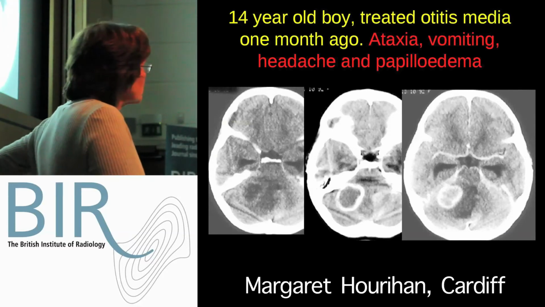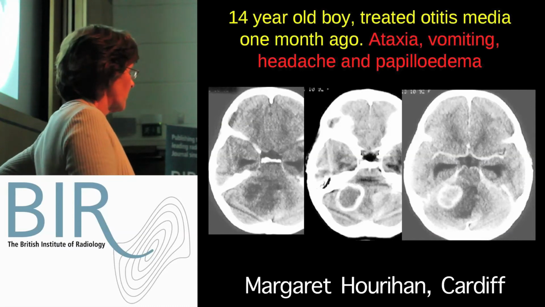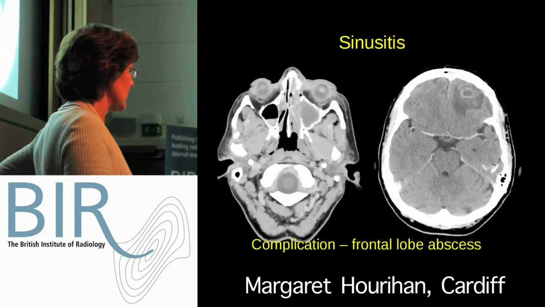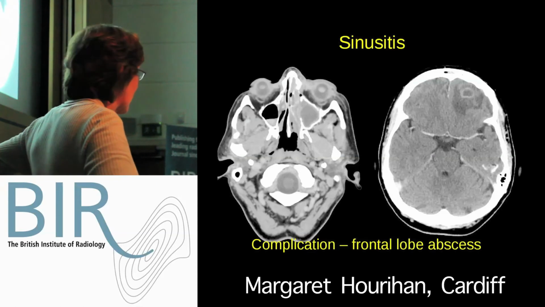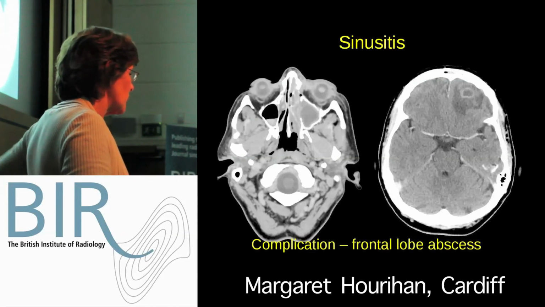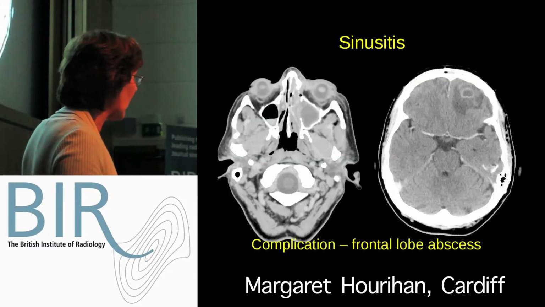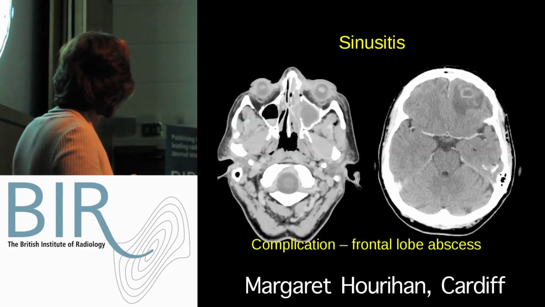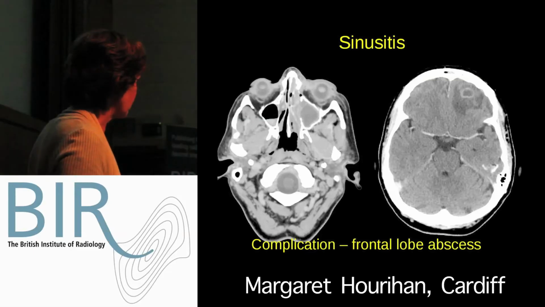And this is a 14-year-old boy who was treated for otitis media a month prior to having a scan done, and then presented with ataxia, vomiting, headache, and papilledema. He's got a ring lesion in his posterior fossa. With that history, he's also got hydrocephalus, as you can see. With that history, you'd say that this was a cerebral abscess. And another patient with sinusitis, with a seizure, a ring lesion, and another frontal abscess.